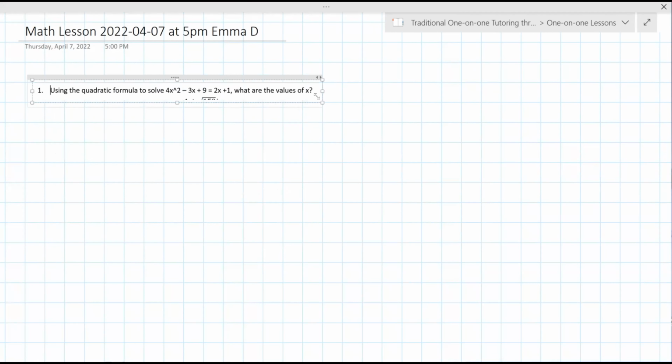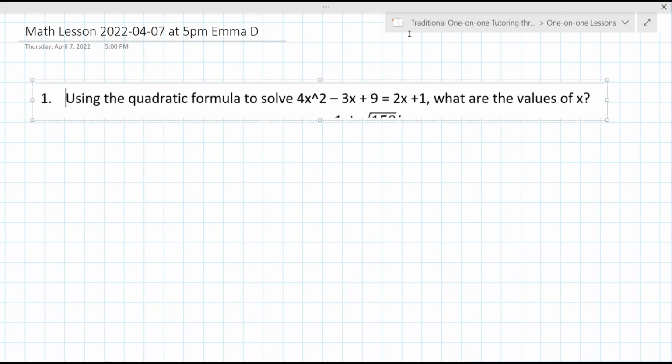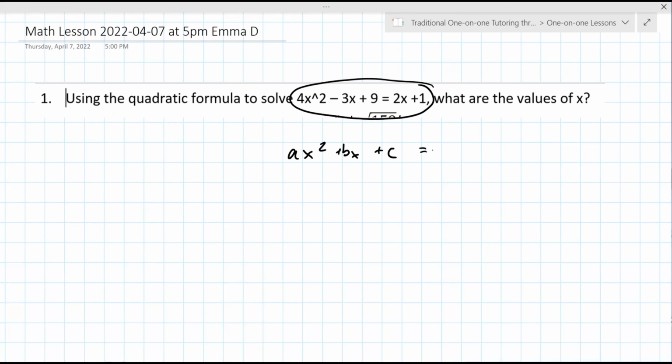So the quadratic formula, it's very much a recipe. It's in this form: ax squared plus bx plus c. Problem is this isn't in that form. You've got to first move stuff over. So it's 4x squared. You subtract 2x from both sides, and then you subtract 1. And now you can do the quadratic formula. A equals 4, B equals minus 5, and C equals 8.